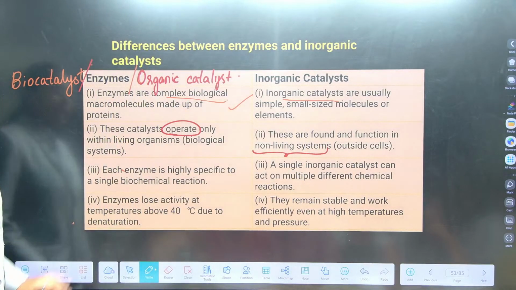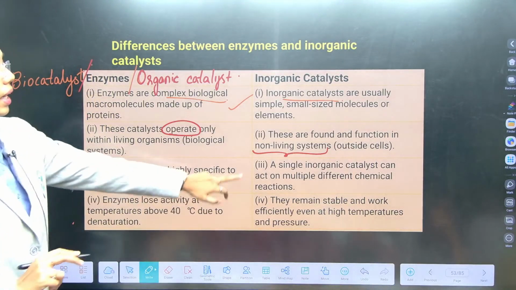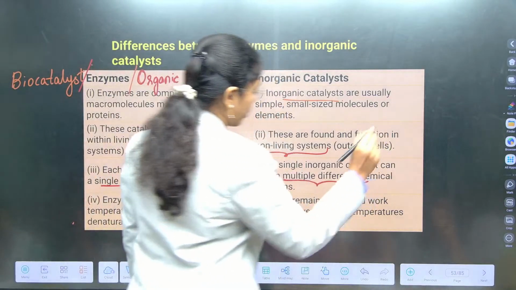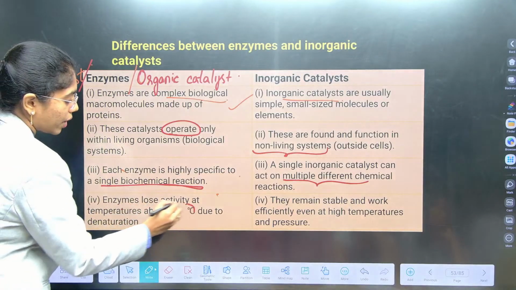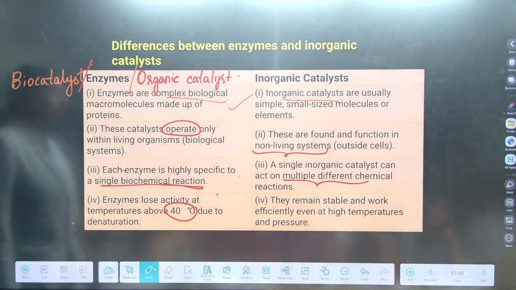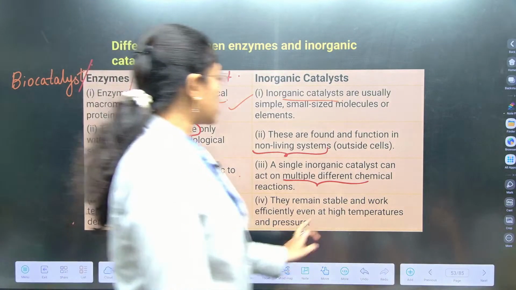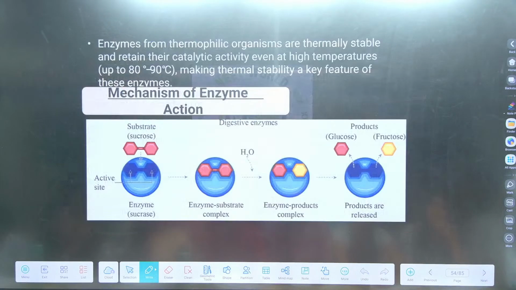Each enzyme is highly specific to a single biochemical reaction. Here, a single inorganic catalyst can act on multiple different chemical reactions. Enzymes lose activity after 40 degrees Celsius, they get denatured, but inorganic catalysts are stable even at higher temperatures and pressure. These are the basic differences between organic and inorganic catalysts.